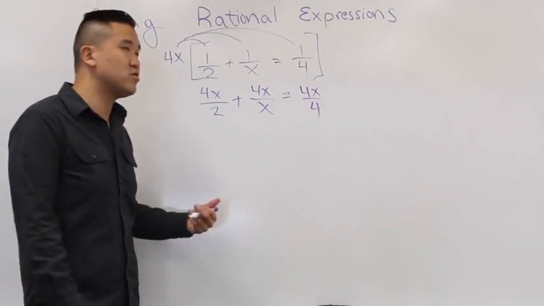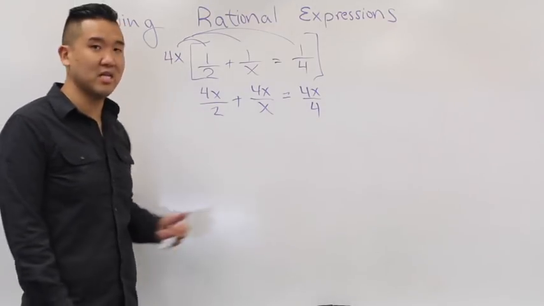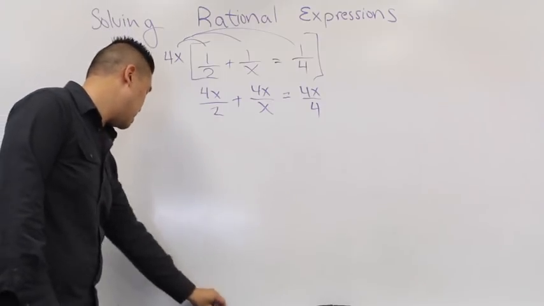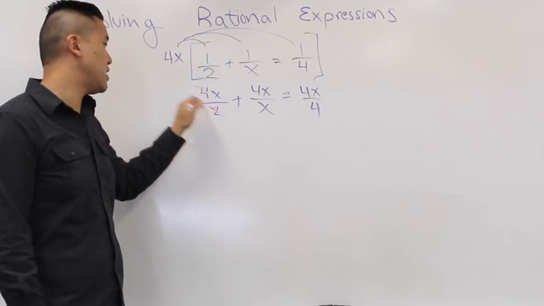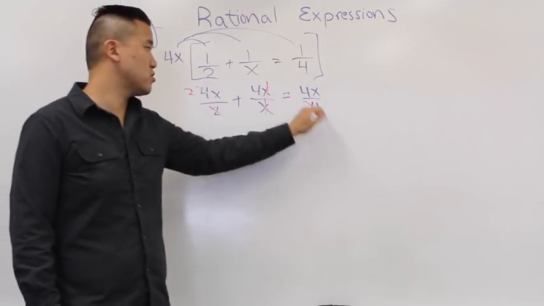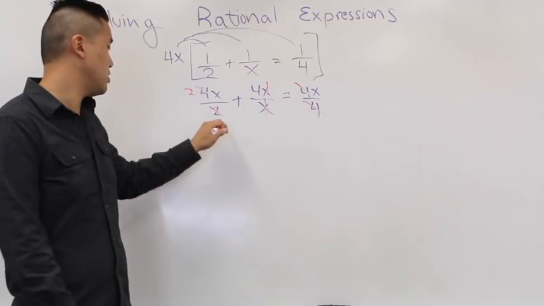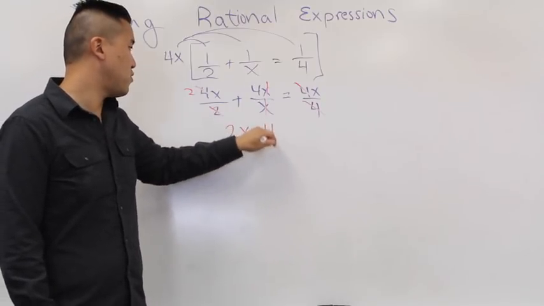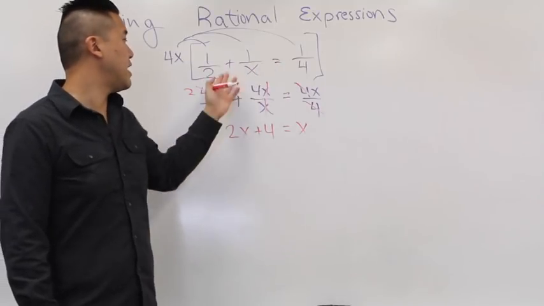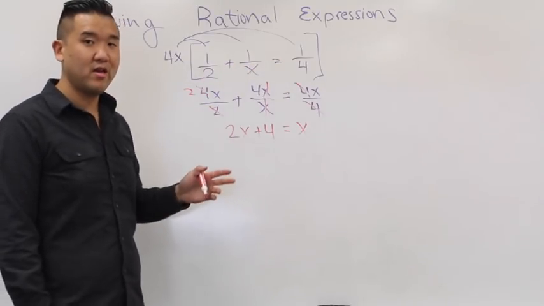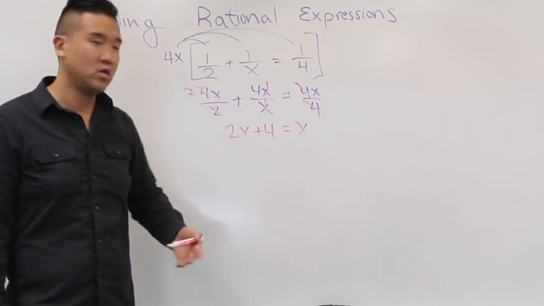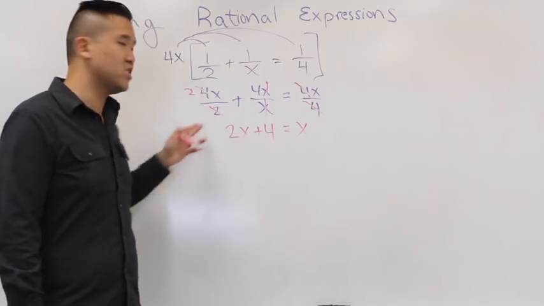You know that you used the correct least common denominator if your denominator goes away, things should cancel out. So right here, 4 and 2 cancels out, so you get 2 there. The x's cancel out there, and the 4's cancel out there. So you're left with 2x plus 4 equals x. So as you can tell, this problem, 1/2 plus 1 over x equals 1/4, if you rearrange it by multiplying everything 4 times greater, then you actually get this equation here.